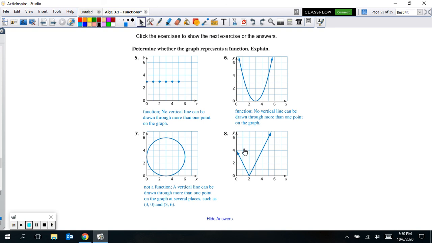And number 8, we have a V shape on this one, and yes, it is a function because as you go down the V and back up the V here, you're only going to be hitting 1 point at a time with a vertical line as you do that.